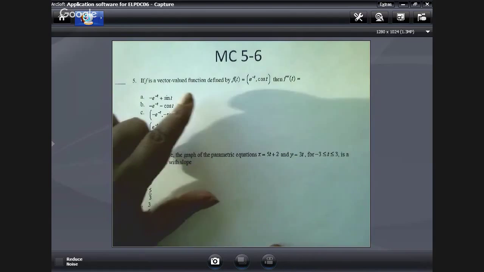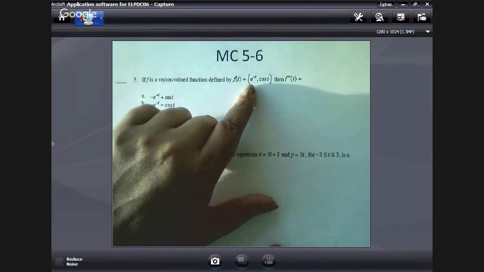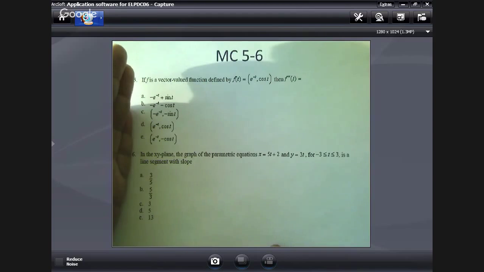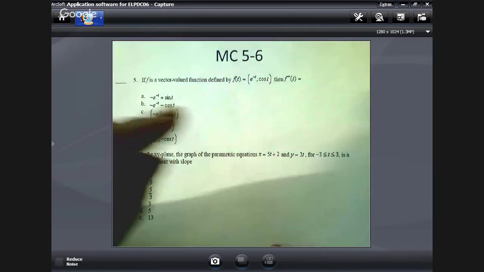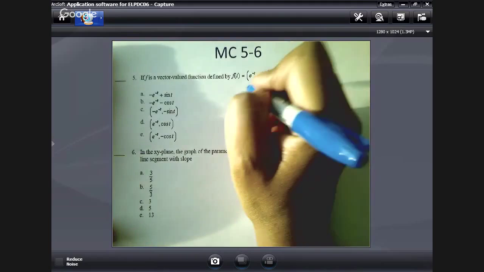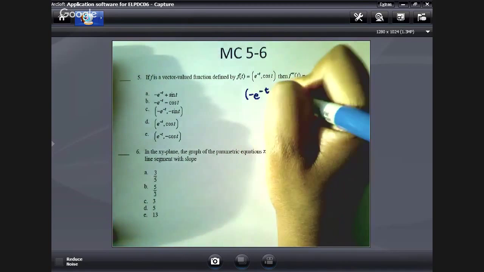So f is a vector valued function defined by f of t equals e to the negative t, cosine t. Don't let the phrase vector valued function mess you up. It's a vector defined by two functions, e to the minus t and cosine t. Define the second derivative, well, just like you would with a regular function. First, you find the first derivative.